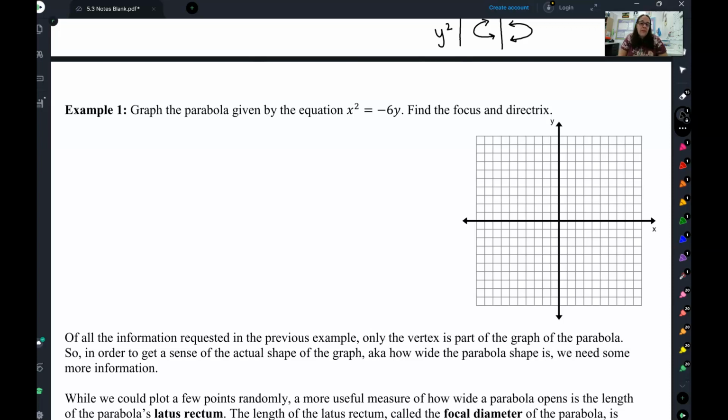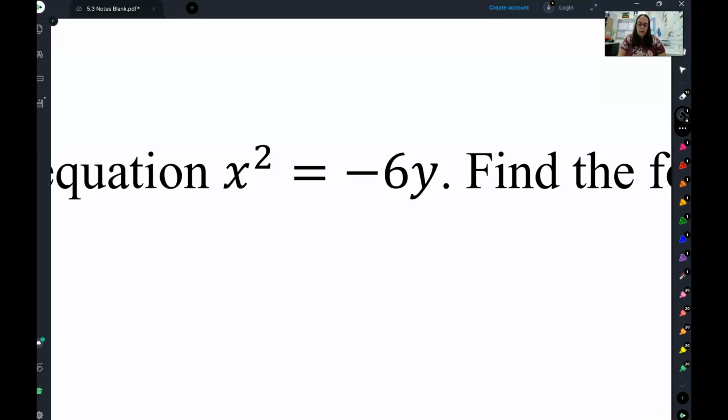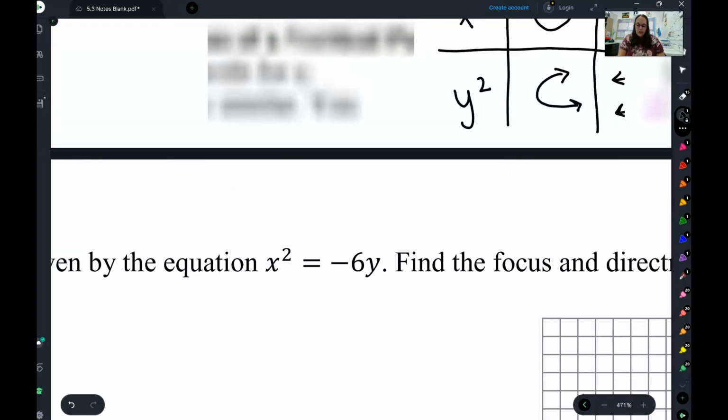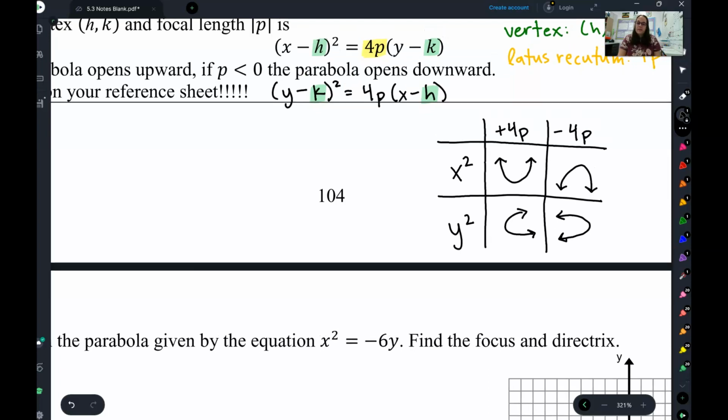Let's practice graphing a parabola. So we're given this equation of this parabola right now. Now you may notice pretty quickly this equation doesn't look a whole lot like either of these equations. So we're just going to take a moment to rewrite this, so it looks more like what we've got up here.